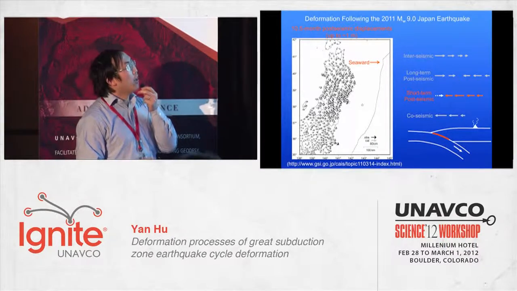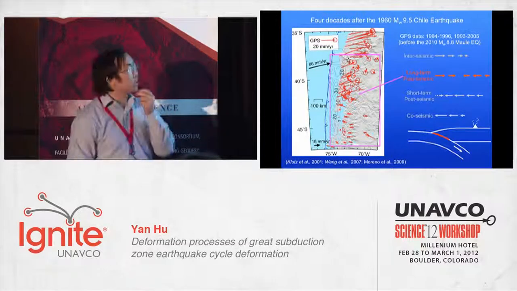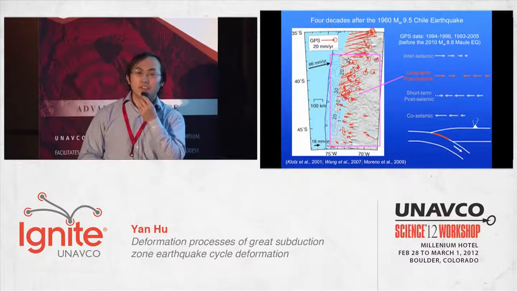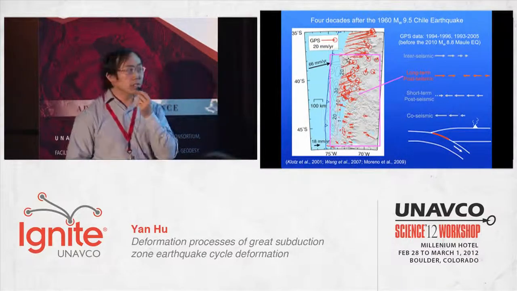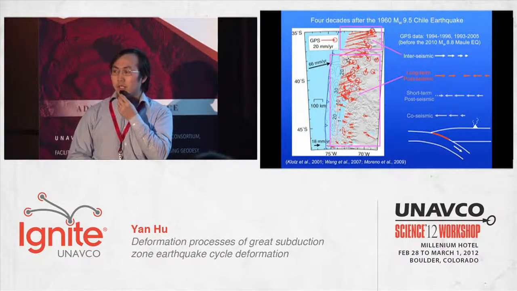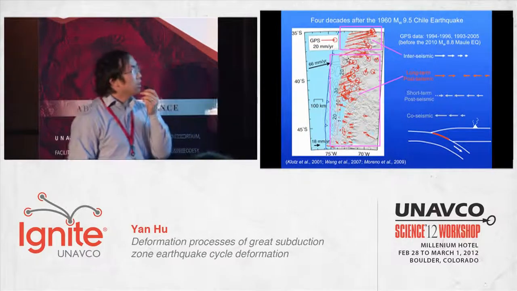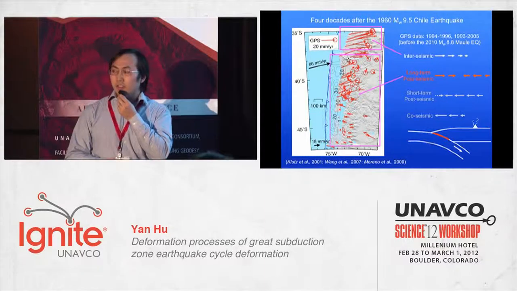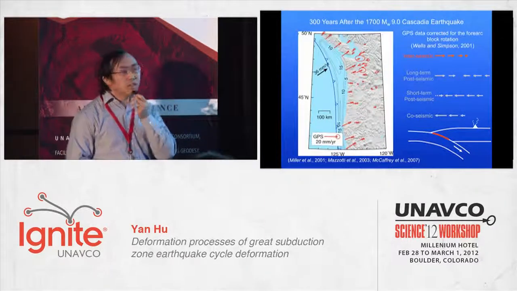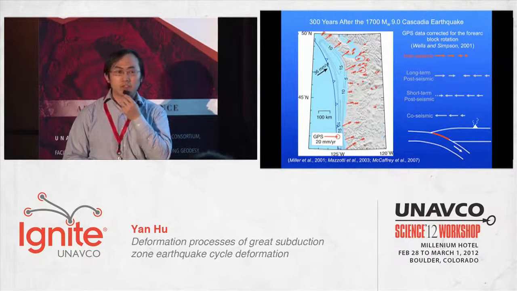North of the rupture zone, all the stations are moving landward. This indicates the interseismic deformation. The interseismic deformation is currently observed in Cascadia, as most of you may know. The earthquake occurred more than 300 years ago. So the earthquake cycle deformation seems very complicated: seaward, landward. So we may ask, what are the processes controlling the earthquake cycle deformation?